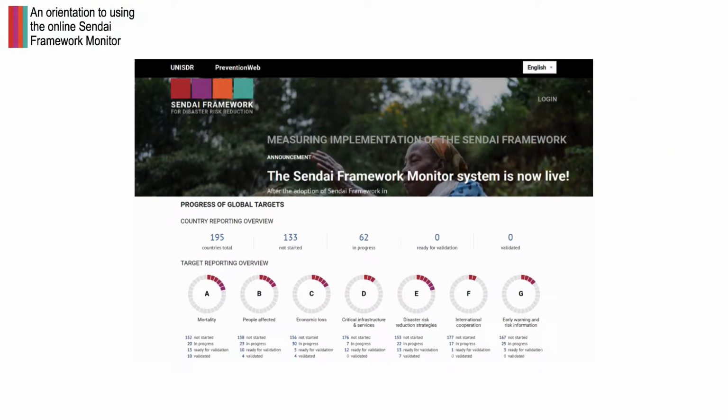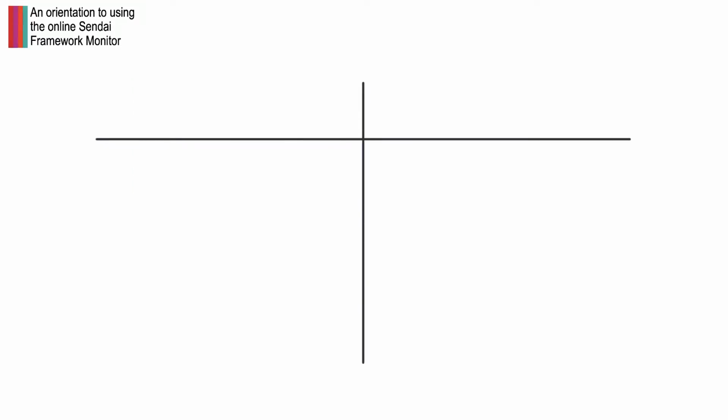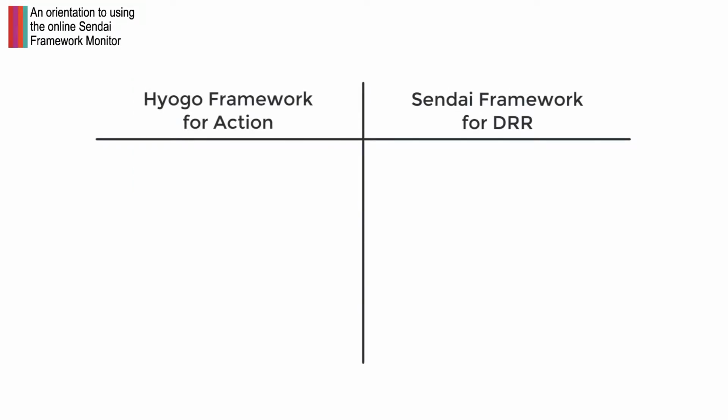The Sendai Framework Monitor is a tool to monitor global, regional, and national progress on the Sendai Framework priorities and related SDG targets through country-reported data on established targets and indicators. Monitoring for Sendai Framework differs with that of the Hyogo Framework for Action on several key points.